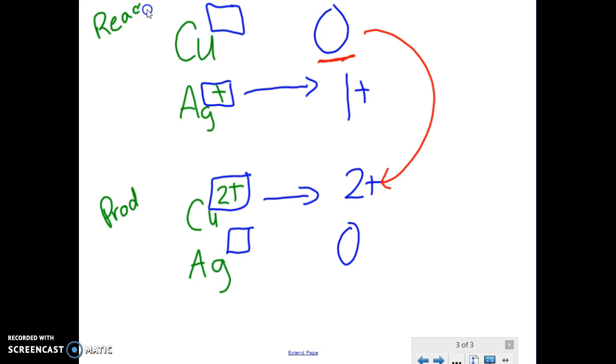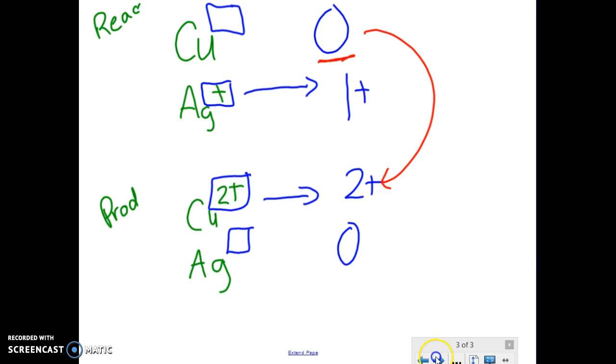Sydney? The copper atoms are more attracted to the NO3 negative, so the copper lets go of its electrons to the Ag so that it can be combined with the NO3 negative. Exactly. The process that you just described is electron transfer.